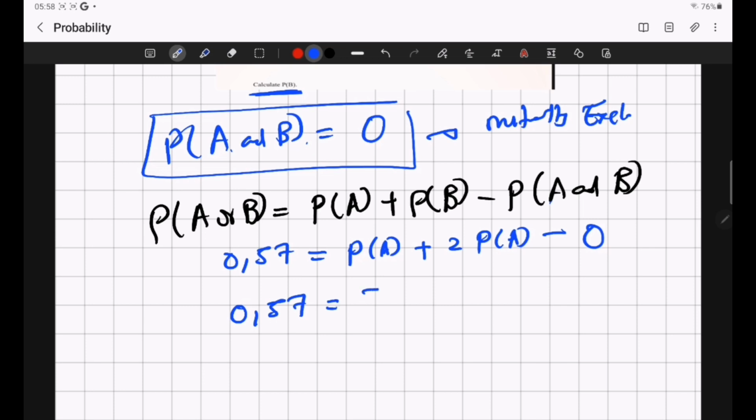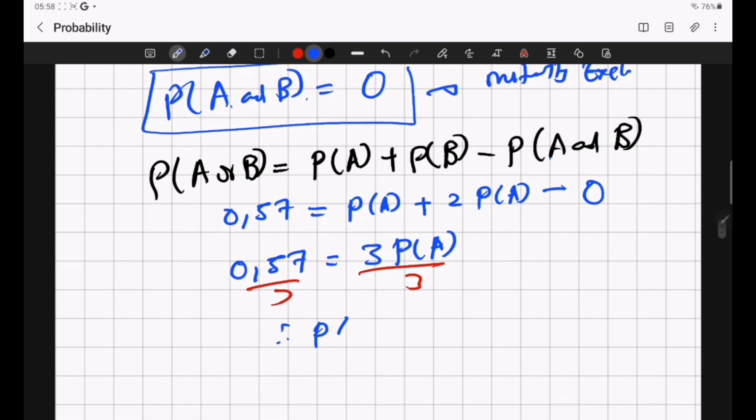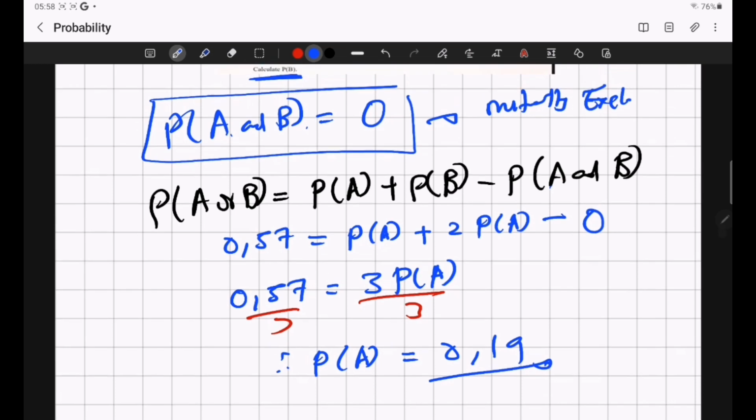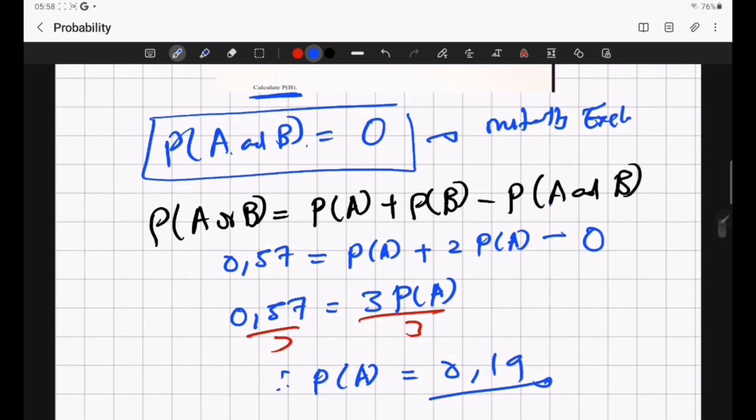So here we'll get 3 times probability of A. To solve for it, we divide both sides by 3, and then probability of A will be 0.57 divided by 3, which gives us 0.19. Done. Again, note how important it is to know the conditions, mutually exclusive and independent, and then using your addition rule formula.